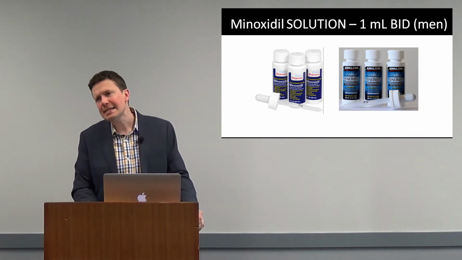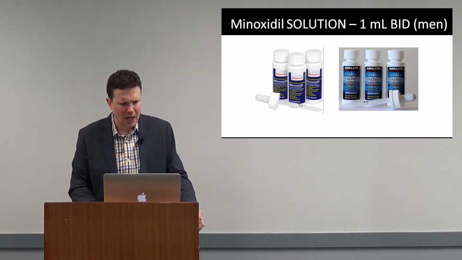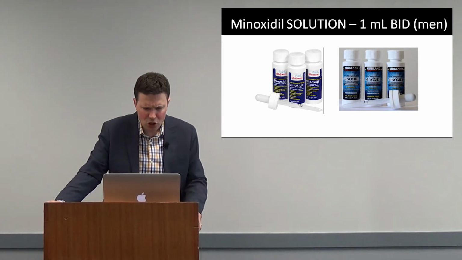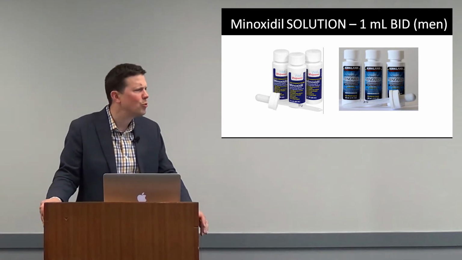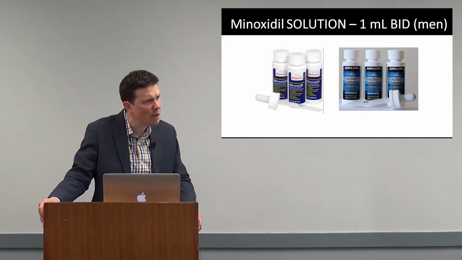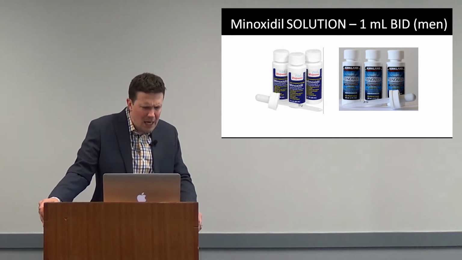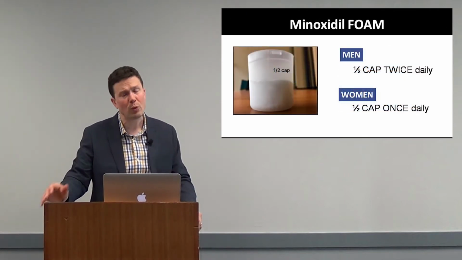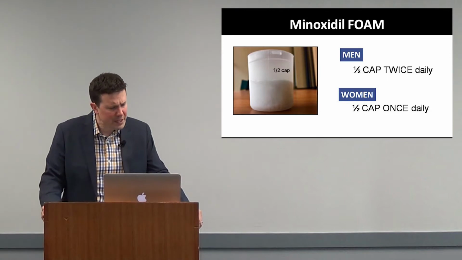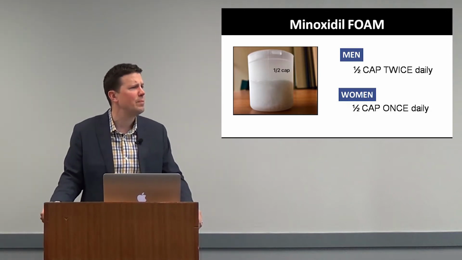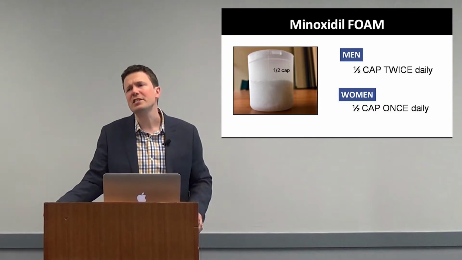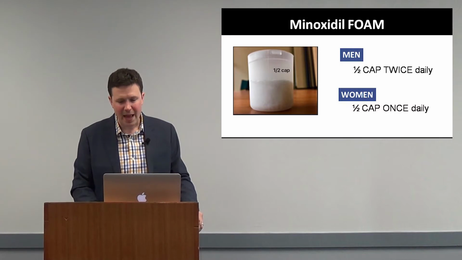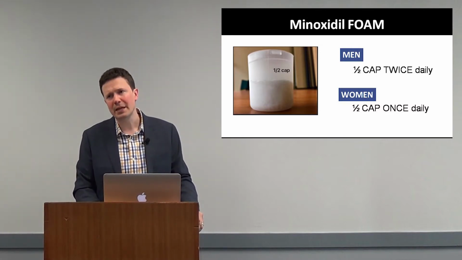Patients rarely develop headaches, dizziness, and heart palpitations. Shedding can occur in the first month, but minoxidil is a reasonably good option. It helps about 20 to 30% of men, so it clearly doesn't help everyone with male pattern balding. The foam was introduced in 2006. The dose for men is half a cap twice daily. The foam does not have propylene glycol in it, so the foam is less likely to itch, but the efficacy is very similar compared to the minoxidil solution. The dose for men is twice a day. The dose for women is once a day.